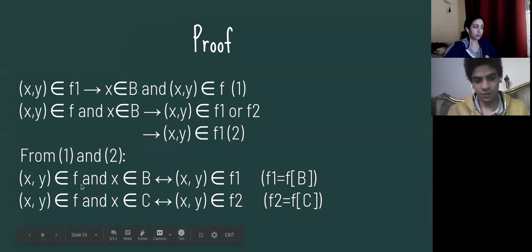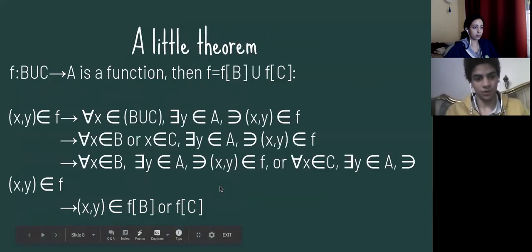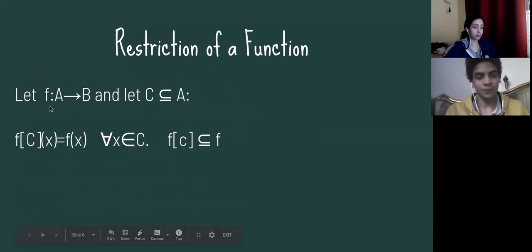Now what this is telling me is that if I have x belong to b, and I know that xy belongs to f, then I know that xy belongs to f1. But this is exactly the definition of the restriction of the function. So what the restriction of the function is that if I have xy belonging to a specific function, and I specified x to belong to a subclass of the domain of f, then xy would belong to this restriction. So going back to what restriction was, it's basically the same function, f mapping from a to b, but the difference is that I'm changing the domain to c, where c is a subclass of a.